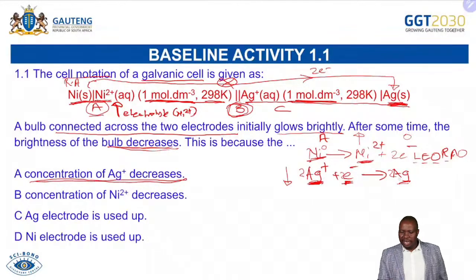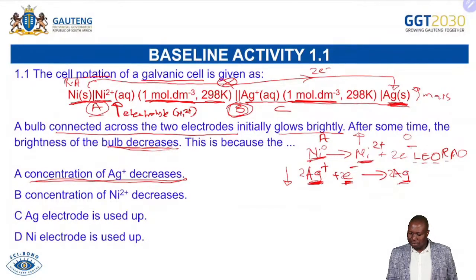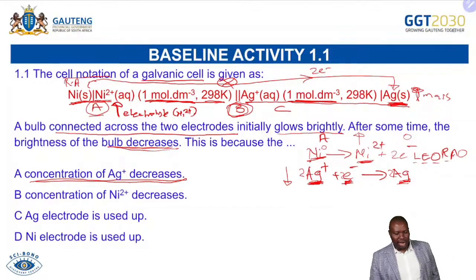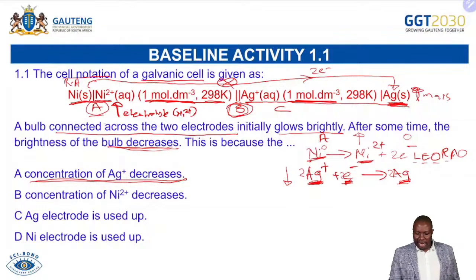So we're expecting that the Ag solid will increase in mass because Ag is being formed. When Ag+ gains electrons, it forms Ag. So there will be an increase in mass on this side. And then on this side, we said the concentration of Ni2+ increases, because nickel is losing electrons. So definitely the solid nickel will decrease in mass.